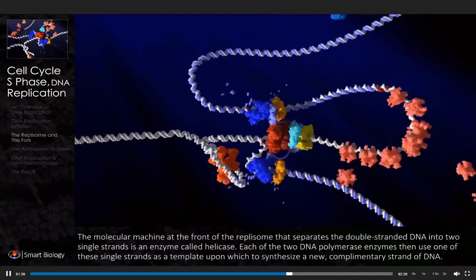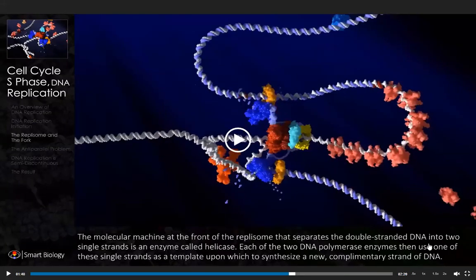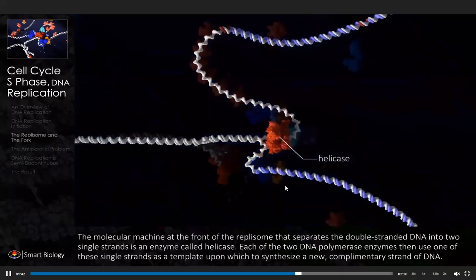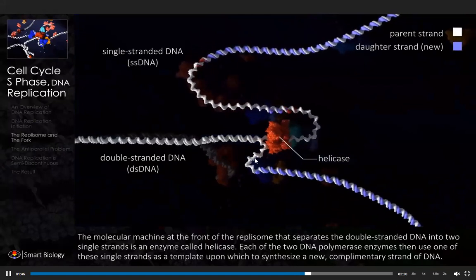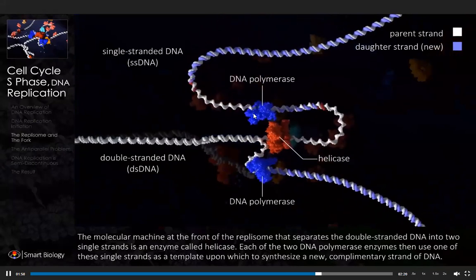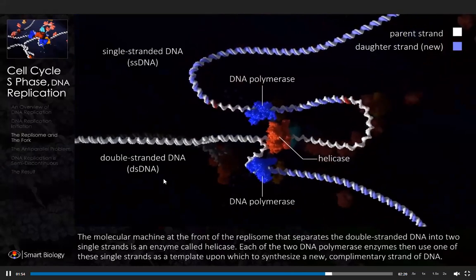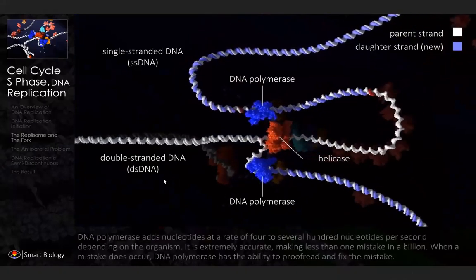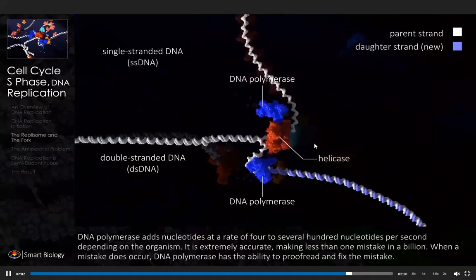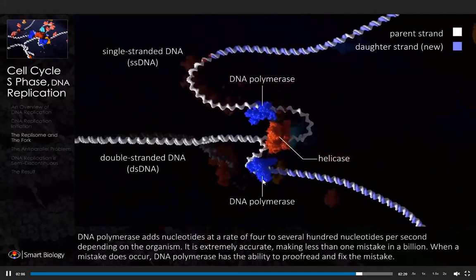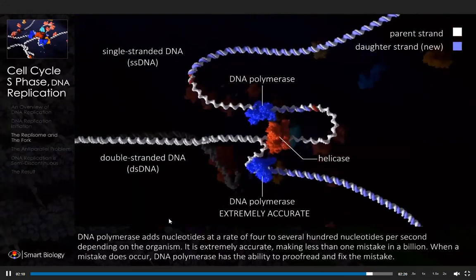So the molecular machine at the front of the replisome that separates the double-stranded DNA into two single strands, as we mentioned, is a helicase. Each of the two DNA polymerase enzymes then uses one of those strands as a template upon which to synthesize a complementary strand of DNA. So this is the helicase, and it is opening up the two strands, and we have the polymerase here, we have the polymerase here. And in the background, I don't know if you could see the SSBs as well. They were not very, very clear.